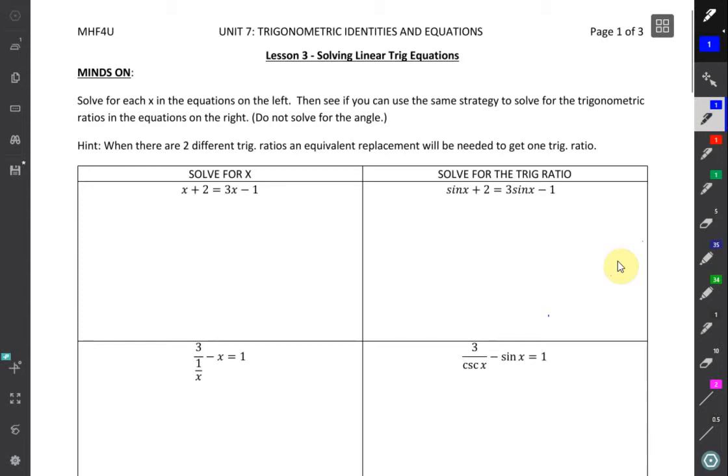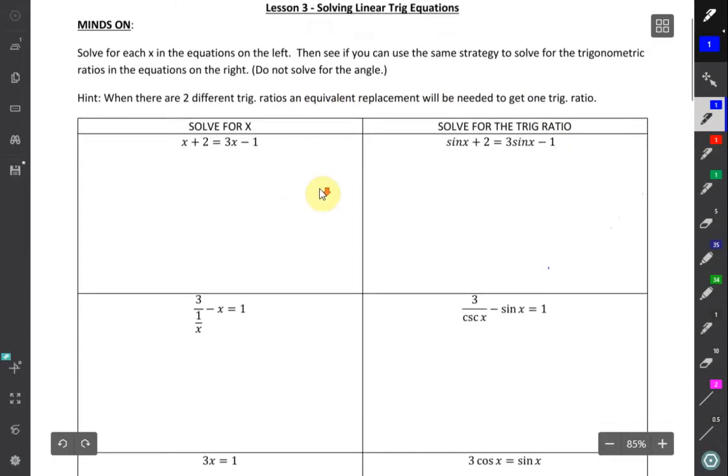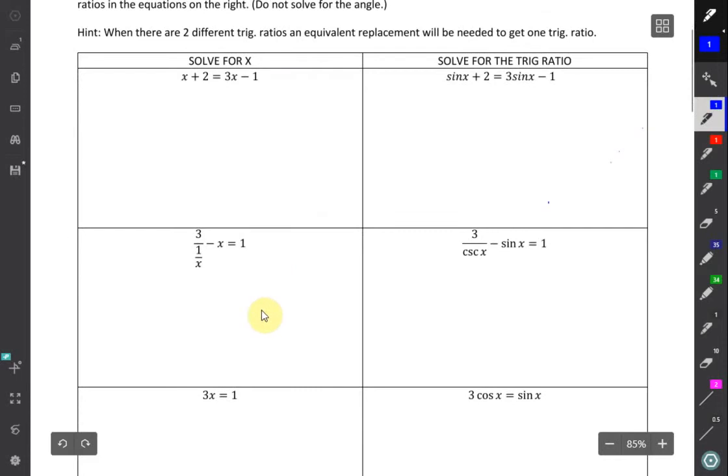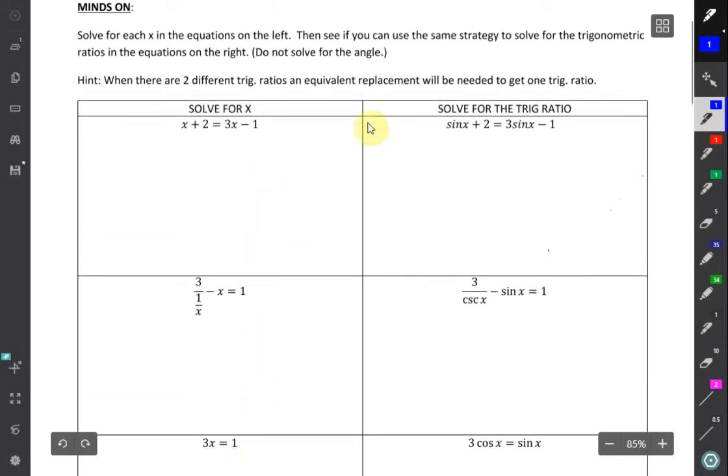What we're going to be learning in this lesson is how to solve linear trig equations. These are trig ratios in an equation that's in the form of a linear function. So what I've done here in the Minds On is put in some linear equations to be solved on the left-hand side, and then on the right-hand side, I have trig linear equations that are similar in form to the ones that you will have solved on this side.